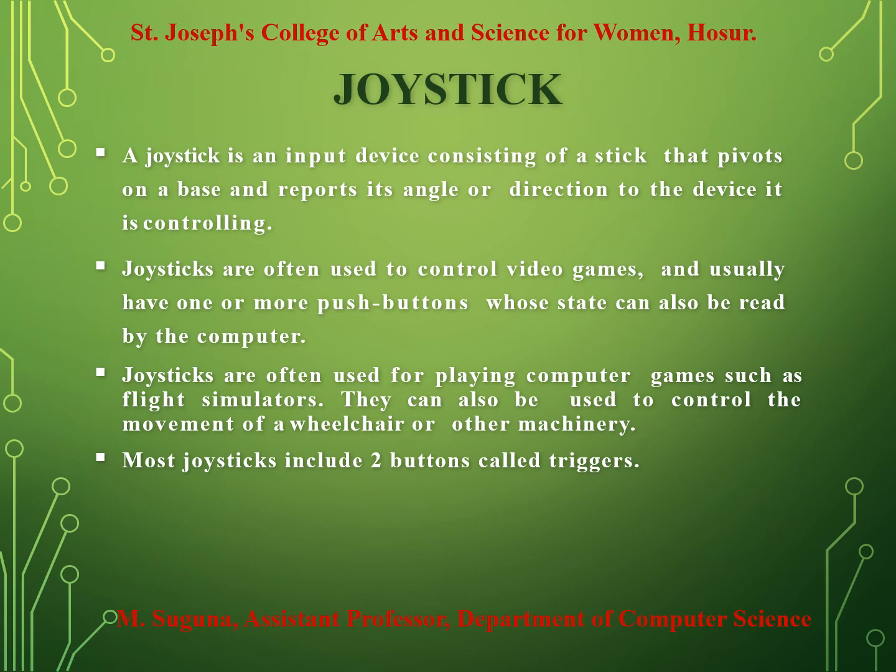Next, coming to the device, joystick. Joystick is an input device consisting of a stick that pivots on a base and reports its angle or direction to the device it is controlling. Joysticks are often used to control video games and usually have one or more push buttons whose state can be read by the computer. Joysticks are often used for playing computer games such as flight simulators. They can also be used to control the movement of wheelchairs or other machinery. Most joysticks include two buttons called triggers.